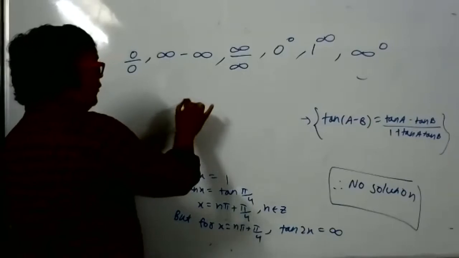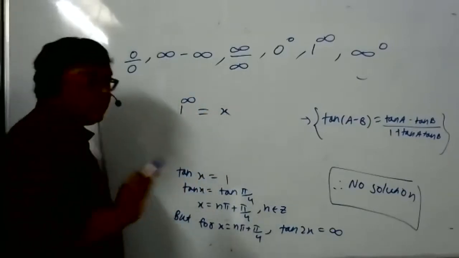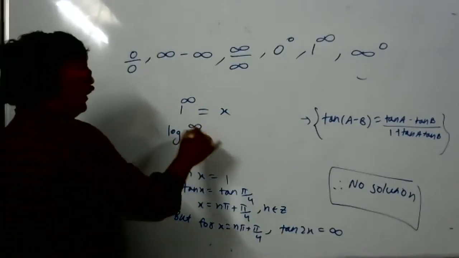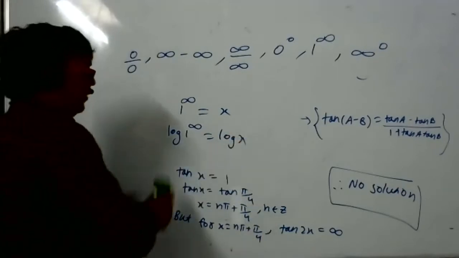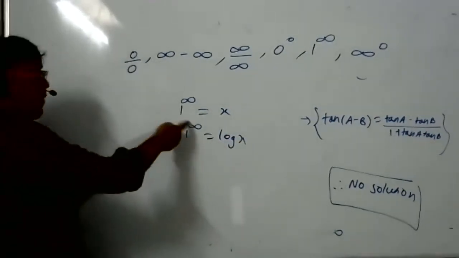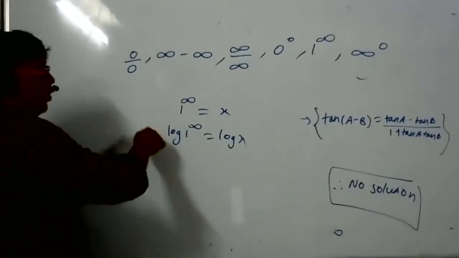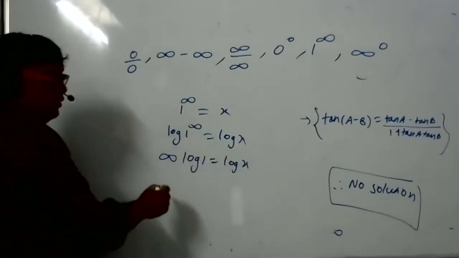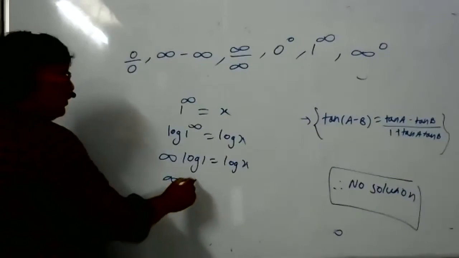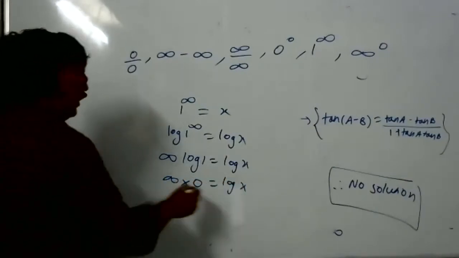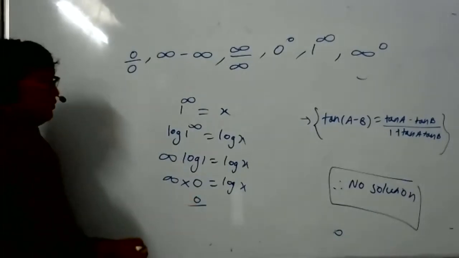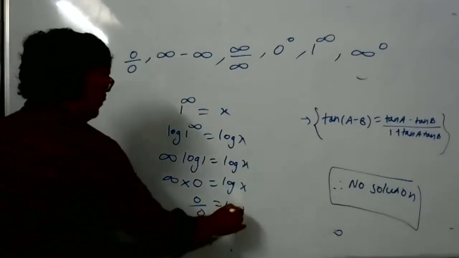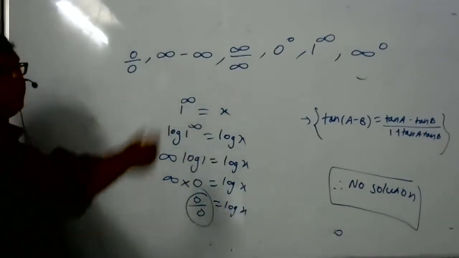Say 1 to the power infinity we don't know, so suppose it is x. Take log on both sides. It will become log of 1 to the power infinity is equal to log x. Now, log property: this infinity will go where? Backside. This is a property of log. So it will become infinity into log 1 is equal to log x. Anybody know what is log 1? Log 1 is 0. So it becomes infinity into 0, which means 0 by 0. So again we got 0 by 0, and obviously we know 0 by 0 is not defined. So even 1 to the power infinity is not defined.